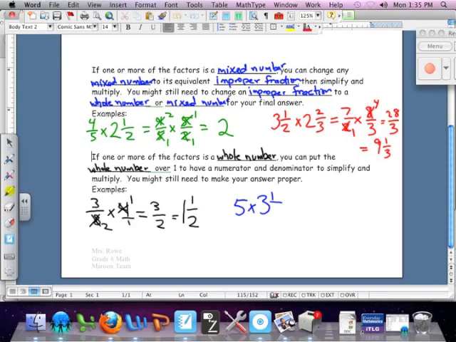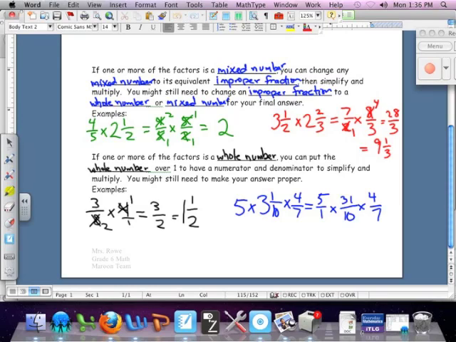5 times 3 and 1/10 times 4/7. We're going to rewrite this to get rid of roadblocks. So the 5 is going to be rewritten how? 5 over 1. The 3 and 1/10 is going to be rewritten how? 31/10. And the 4/7 stays 4/7.